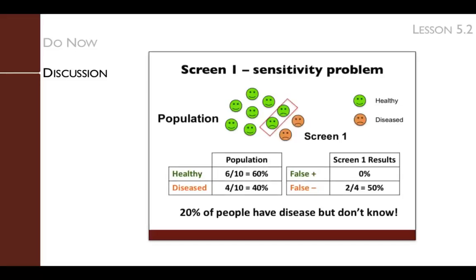A screen with sensitivity problems would not identify all the people in the population with abnormalities. Instead, some of them would be told they are healthy when they are not. In this example, 40% of the population have the abnormality, but the screen has only identified 20%. Put another way, the screen is missing 50% of the unhealthy people. It is said to have a 50% false negative rate. As a result, 20% of the people in the total population won't get the additional diagnosis and treatment they need.